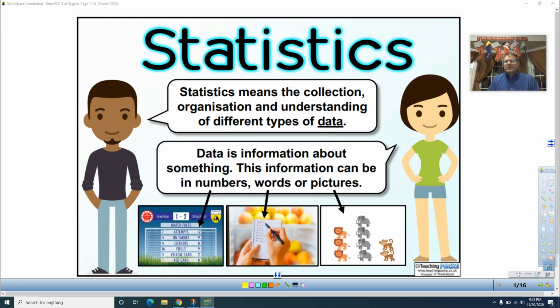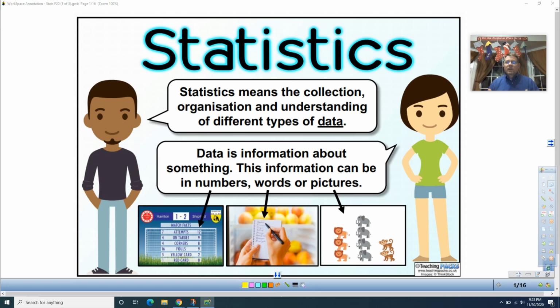But what are statistics? Well, there's several different fancy quotes out there you could look up about statistics. But what is statistics in general? Statistics means the collection and organization and understanding of different types of data. Okay, and so that's kind of what we're focusing on: how we're going to collect it and how we understand the data. And then how do we use it?